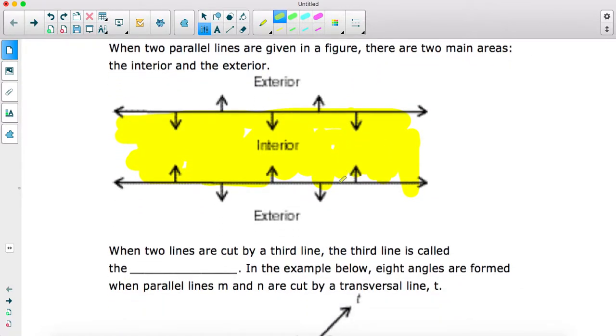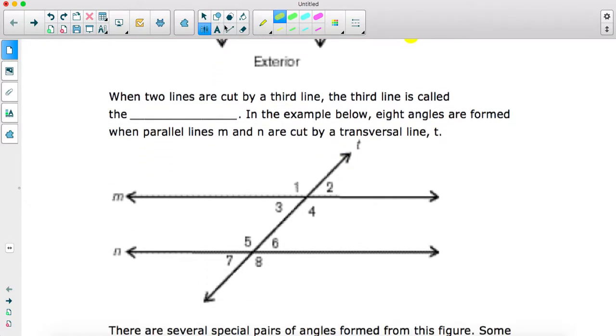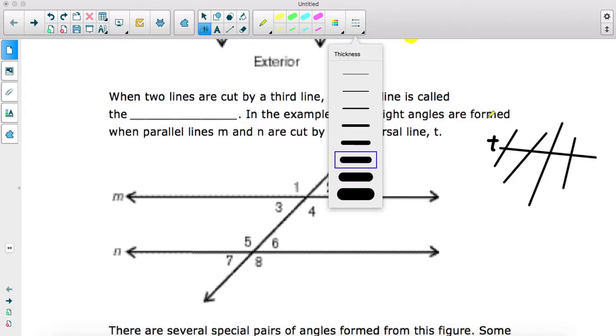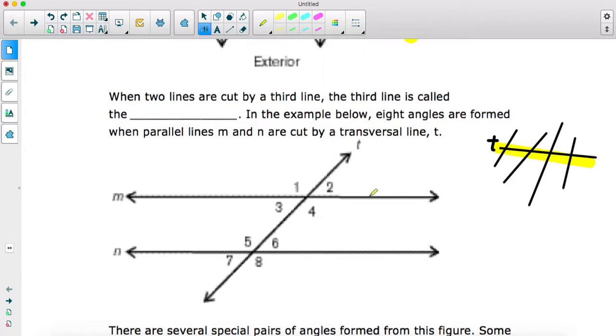Okay, so if you take any two lines, and they don't even have to be parallel, and draw a third one through the lines, you can have more than two lines, but at least two lines, and you draw the line through them, this line that I'm going to label with the T, this one here, and again, I'll highlight that one. Let me change my pen thickness. There we go. Okay, so this line and this line are considered transversals.